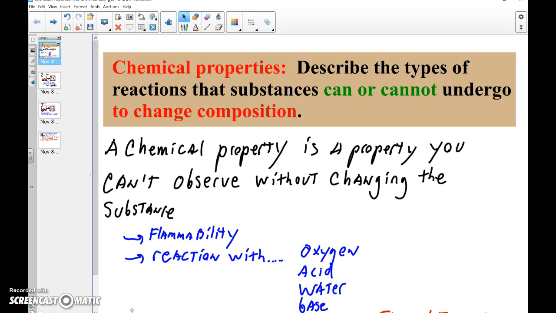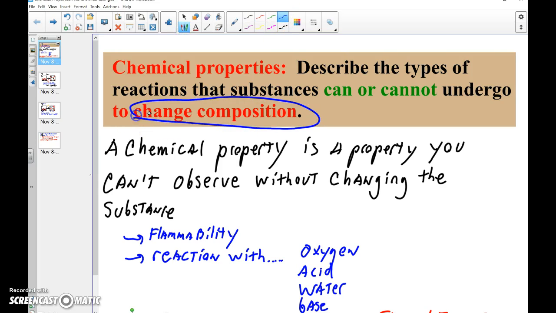So let's start with the definition. Chemical properties describe the type of reactions that substances can or cannot undergo. And the key phrase here is that when substances undergo those reactions, it changes their composition. So let's think about it this way. A chemical property is a property that a substance has that you can't observe without changing the substance. A physical property is like whether something is hard or soft. You can touch it and it's hard, or you touch it and it's soft.